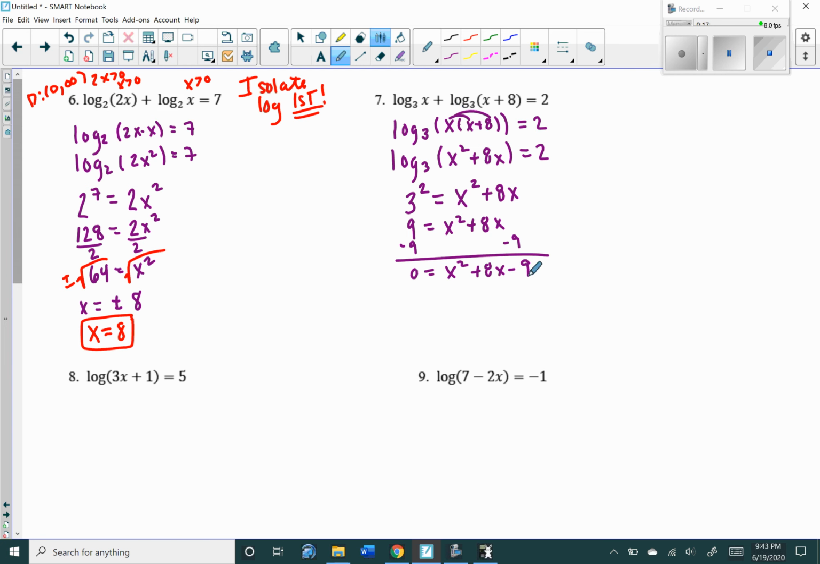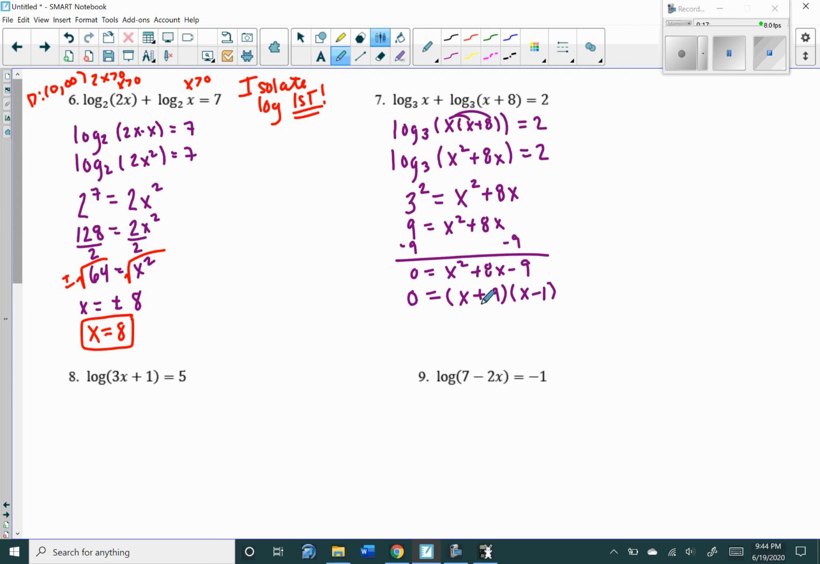And how do you solve a quadratic equation? You can use the quadratic formula or you can factor. Factoring's a lot faster if you know how to do it and it works. So do we have factors of -9 that add up to 8? Yes, we do. They would be x plus 9 and x minus 1, because 9 times -1 is -9 and 9 minus 1 is 8.